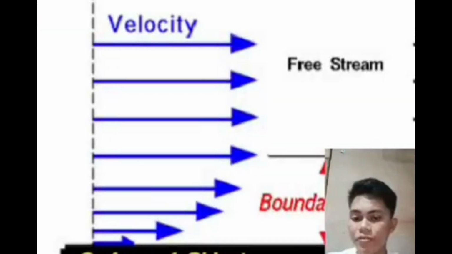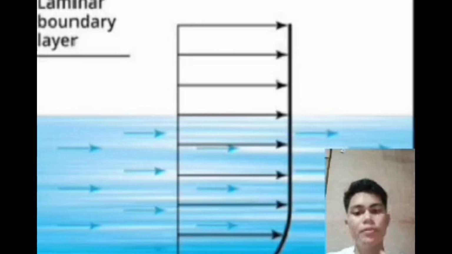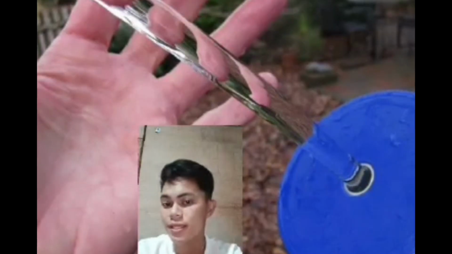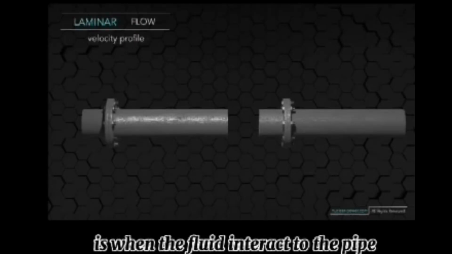Laminar flow is characterized by the smooth, parallel movement of fluid particles. In a laminar boundary layer, the streamwise velocity changes uniformly as one moves away from the wall, as shown in the figure. It occurs when a fluid moves in parallel layers with no mixing or turbulence between them. An example of a laminar boundary layer is when the fluid interacts with a pipe.